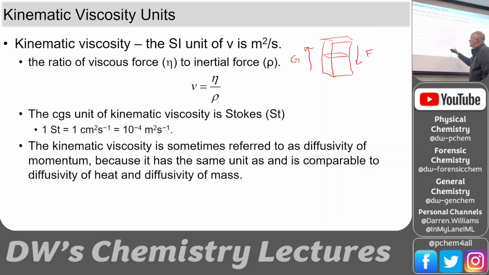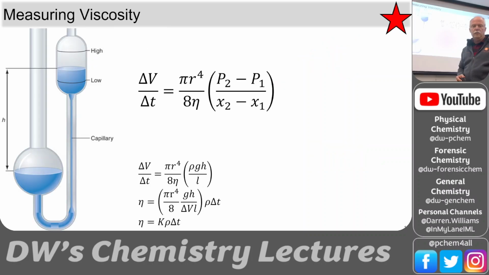Since it has that unit of an area, like a Stokes is a centimeter squared per second, it's units of momentum going through that square area per second. And if there's more, there'd be more drag. If it's less, there'd be less drag. Then we get into measuring viscosity.